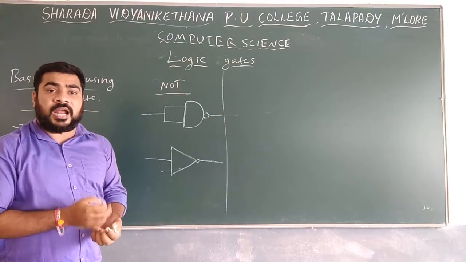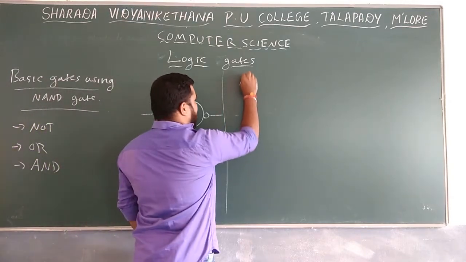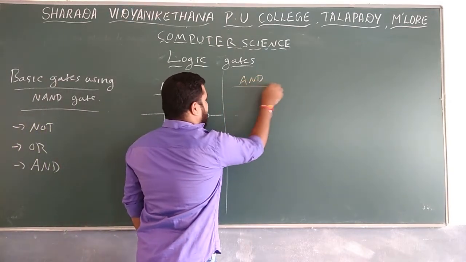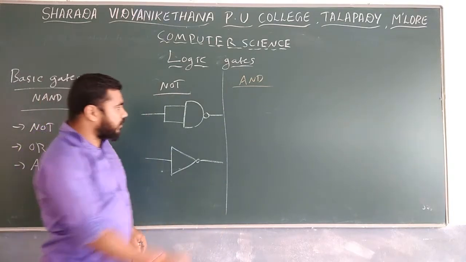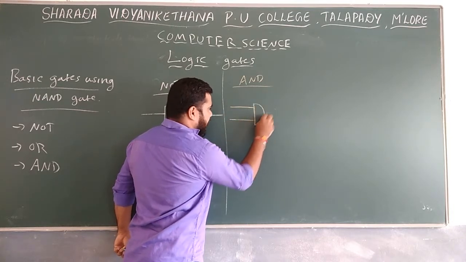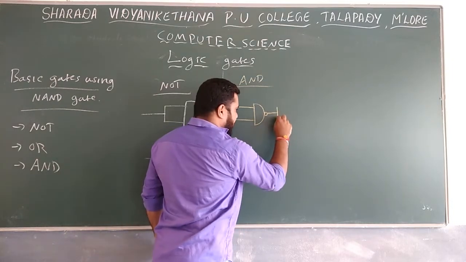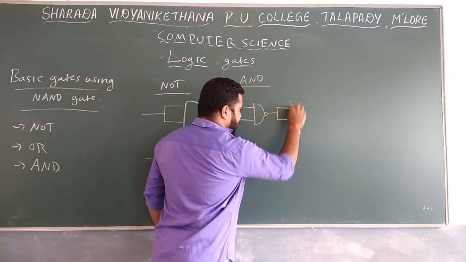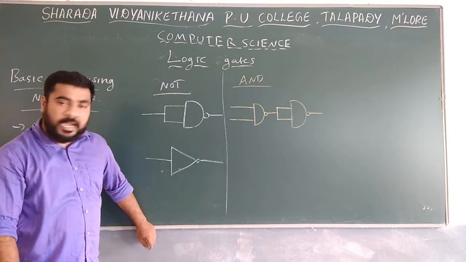Then how can you construct the AND gate? We'll see the AND gate next. How can you construct the AND gate by using the NAND? If you want to construct the AND gate, two gates are required. The first gate takes two inputs, and in the next NAND gate, both the inputs are combined like a NOT gate. This is the circuit diagram for the AND gate.